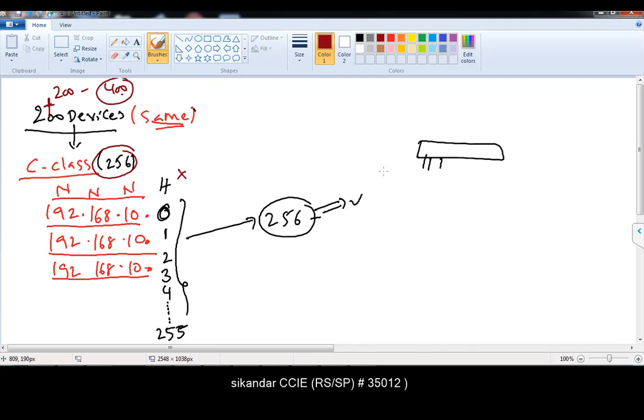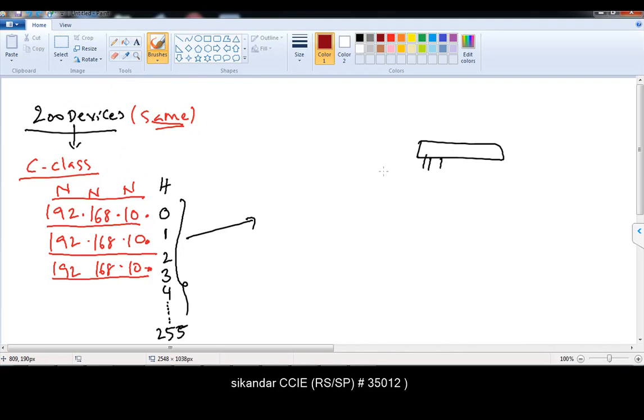So my manager says not to go with the C class. So that's the reason I tried to go with B class. I'm not planning for C class. I'm just trying to go with any B class address.